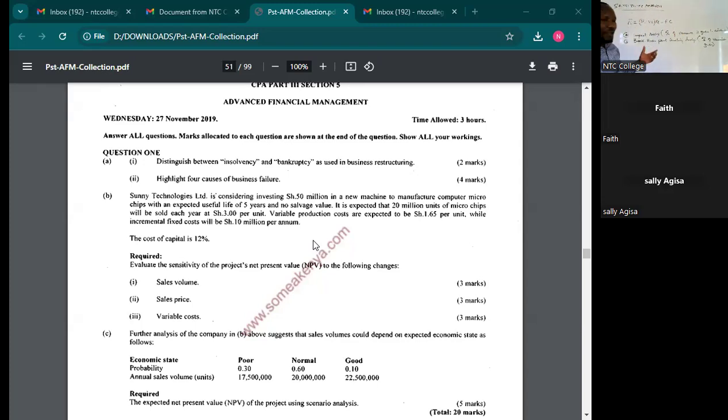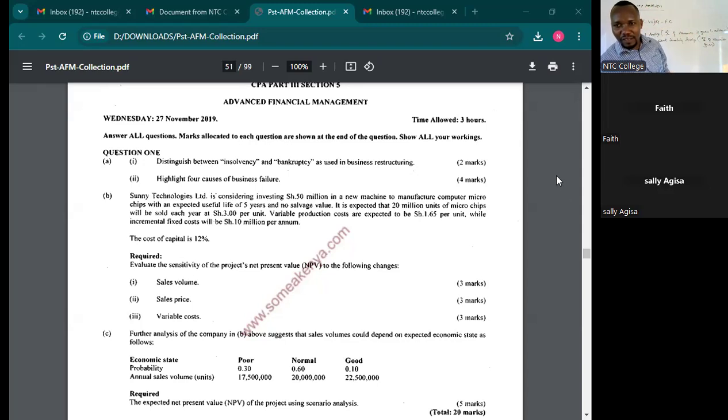We say that the only way you know it is under impact is that you must be given the percentage of variance. You'll be told that when the sales volume varies by 20%, it's in percentage. Like this one now, they are silent.